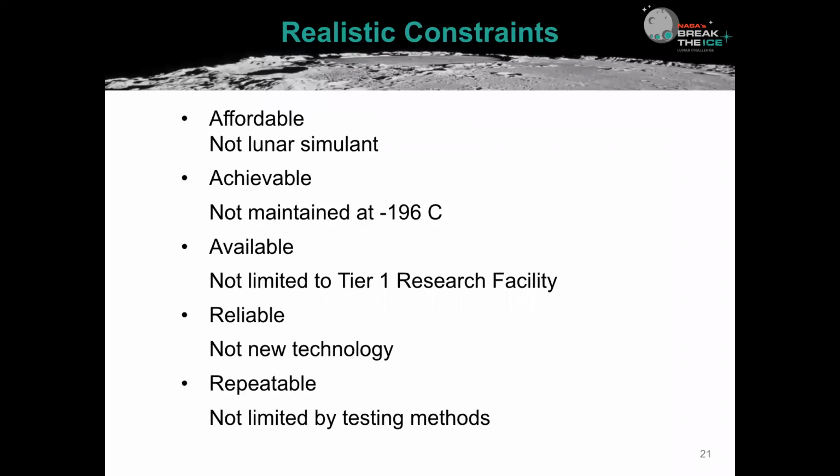So now the challenge team is forced to find realistic constraints because we want to make this something that people can participate in and have a positive experience. So we needed something that was affordable. We're not going to ask people to go out and buy or suggest anything. It's up to you to come up with your mixture design. But you don't need to go, well, I've got to go buy some lunar simulant. It should be an achievable simulation.